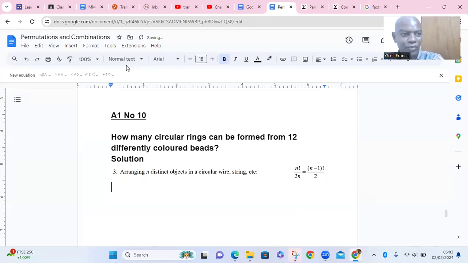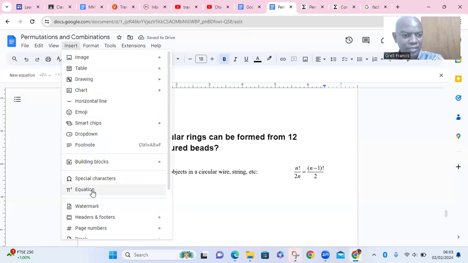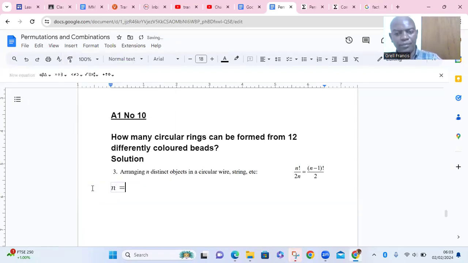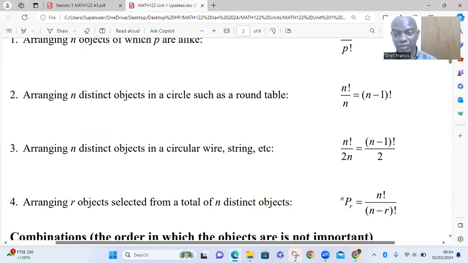So we have to identify what n is. n is 12. And all the beads are differently colored, so no repetition. If there was repetition, then it has to be divided out. So this formula can be modified even further. Remember, 0 factorial is 1. So if there is no repetition, you can divide by 0 factorial. I'm referring to the formula where you have to divide by p factorial, p alike.